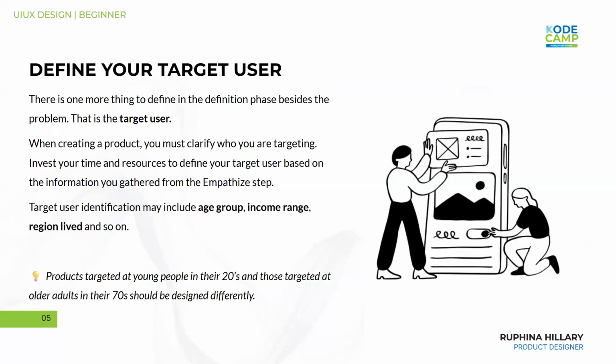Let's say you want to create an application that at some point would have subscription plans. When you know your target audience, if they are students, you know where to start from and what resources to pull. So you also have to define your target users from the research data you have gotten at the empathize stage, the surveys and interviews and everything you have done there. Like this insight said, products targeted at young people in their 20s and those targeted at older adults in their 70s should be designed differently.